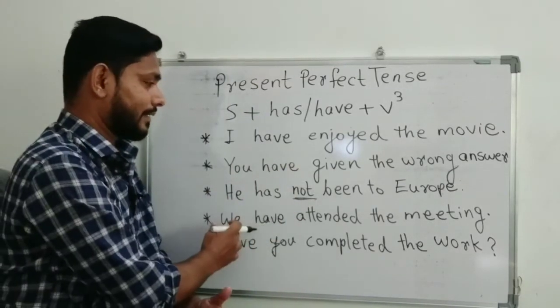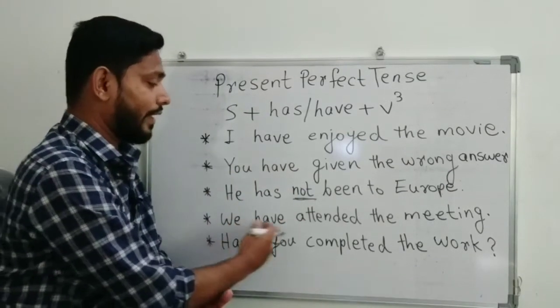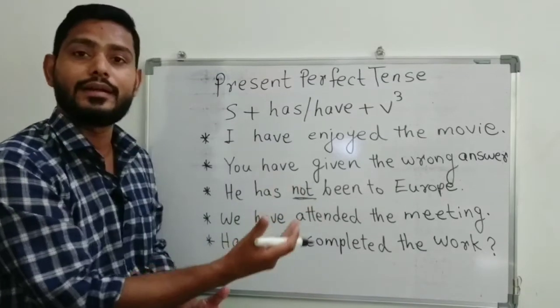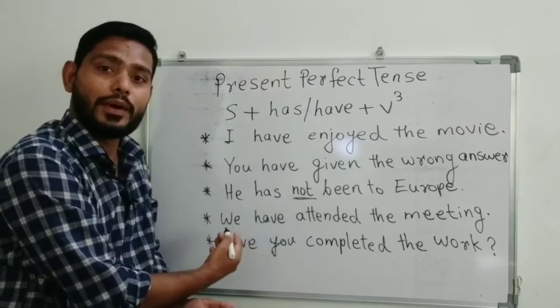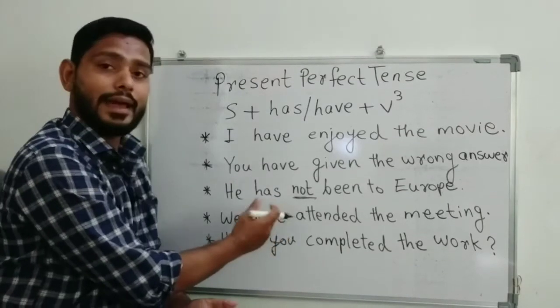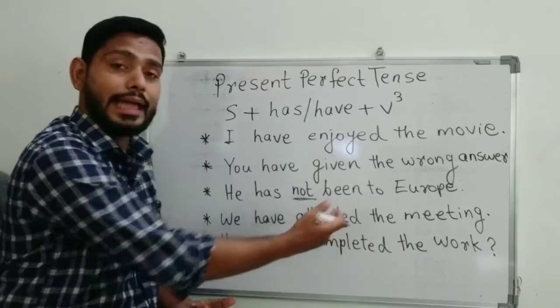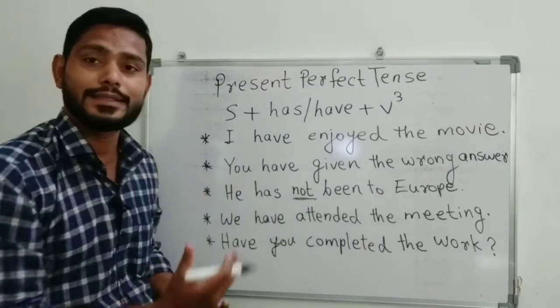Yeah, here the next one is "We have attended the meeting." Positive sentence. We have. We is plural, that's why we have to add "have," and the third form of the verb, "attended." We have attended the meeting.